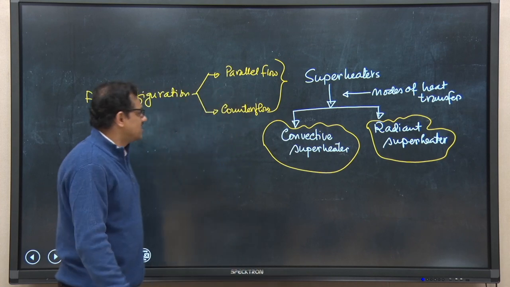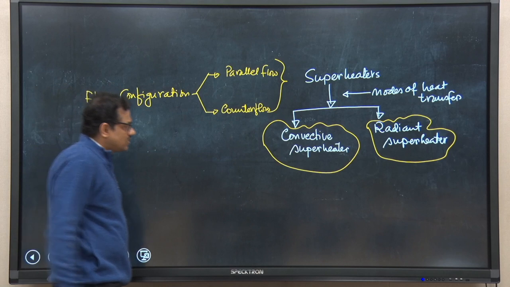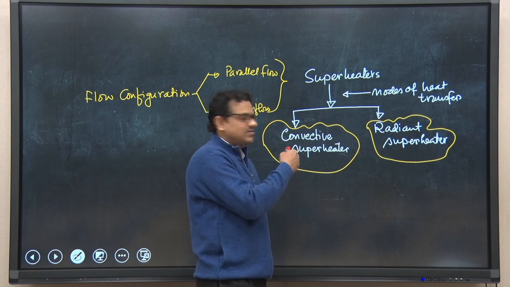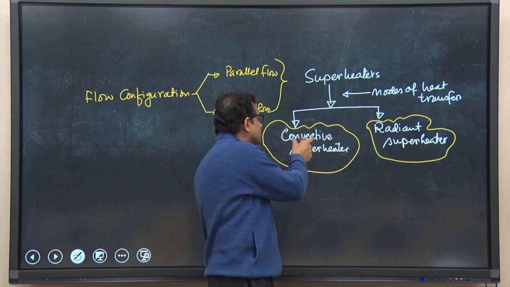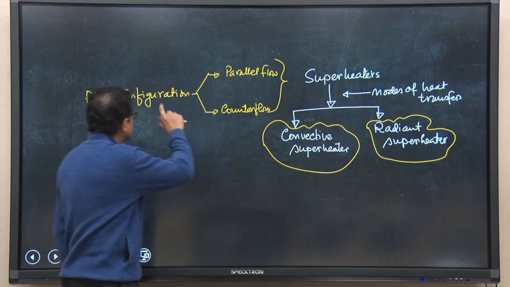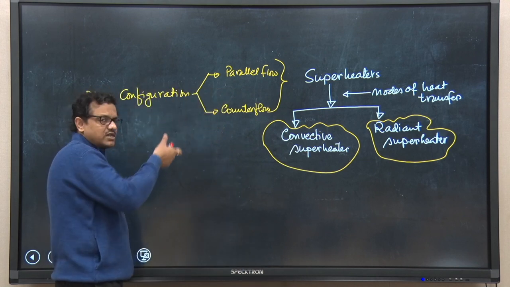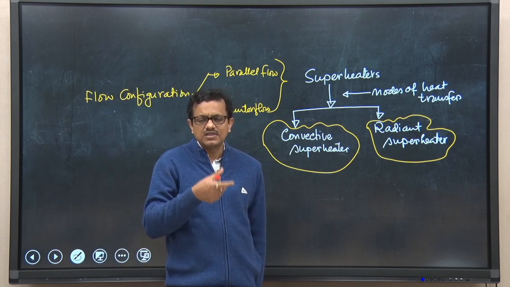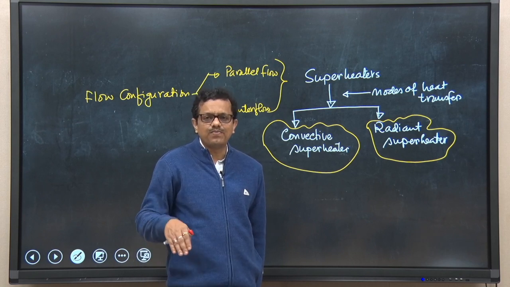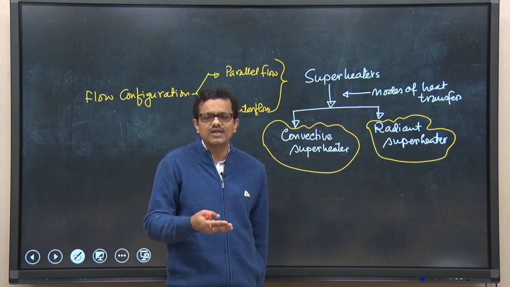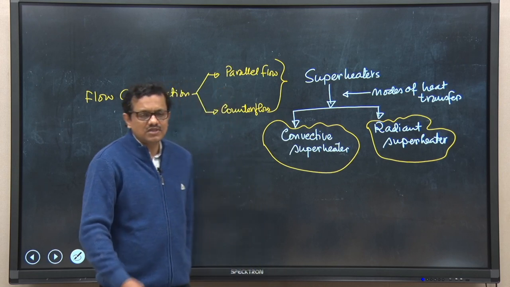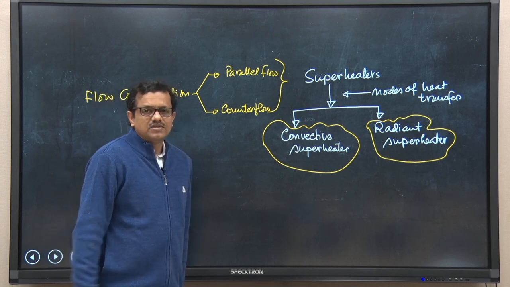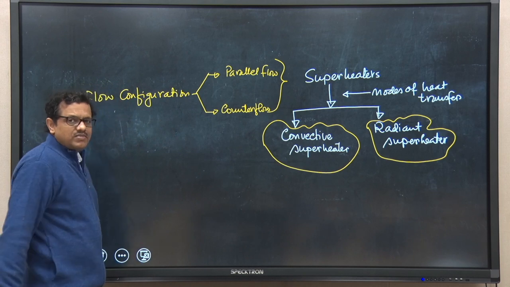So, to clarify this particular issue, I have discussed this. When you are talking about flow configuration, we are indirectly trying to understand that the performance of the convective superheaters is based on the arrangement of the flow, because these two streams, the stream of combustion gases and the stream of steam, will be allowed to pass through the superheater, and while they are passing, they will exchange heat with each other, and we will be getting superheated steam.